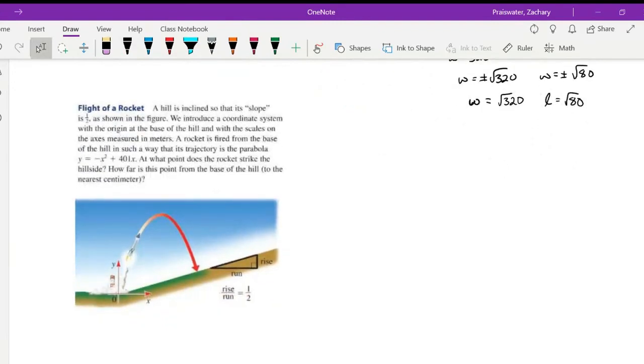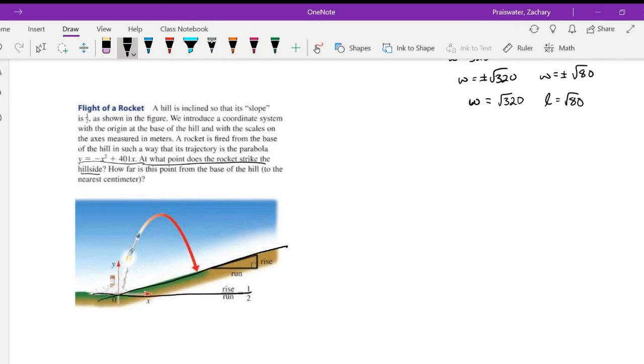Excuse me. Okay, so this next one, a hill is inclined, so the slope is 1/2. And then there's this system here. This rocket's fired up, and it gives you an equation. And they want to know, at what point does the rocket strike the hillside, and how far is the point from the base of the hill? Okay, so at what point does it hit the hillside?